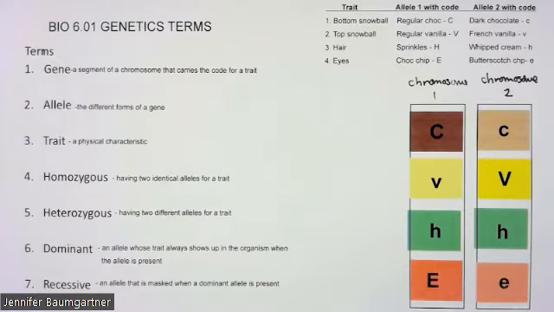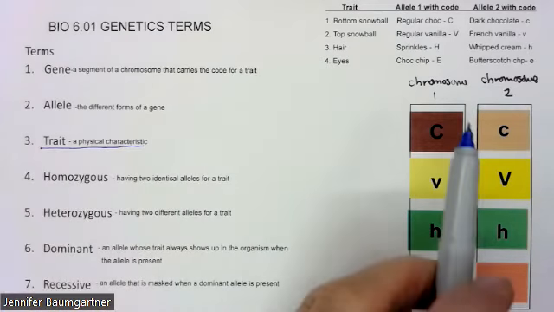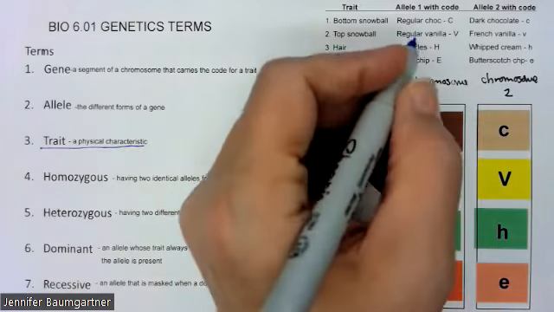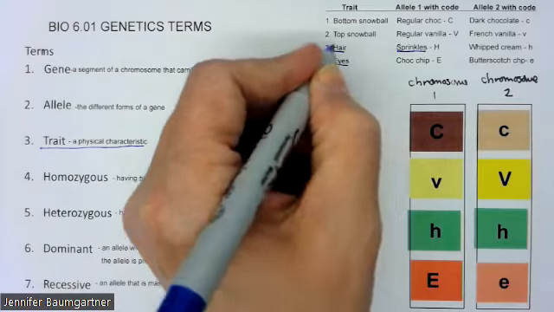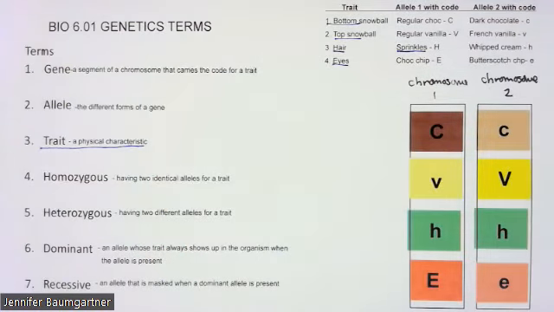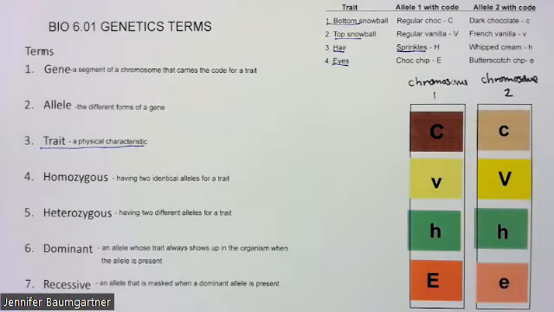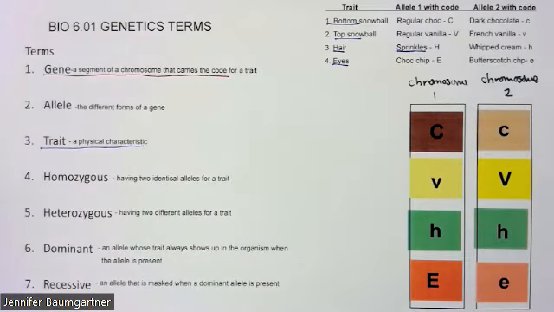So let's start off with the first definition. I'm going to jump down to number 3, a trait, and that's a physical characteristic. So over here, some of our traits are, and what I'll do is color code. So if we talk about something here, I'm going to underline it here. So traits would be hair, eyes, top snowball, bottom snowball. Those are my traits. And we're going to see that there are possible options for that. A trait is created from a gene. A gene is a segment of a chromosome that carries the code for a trait.